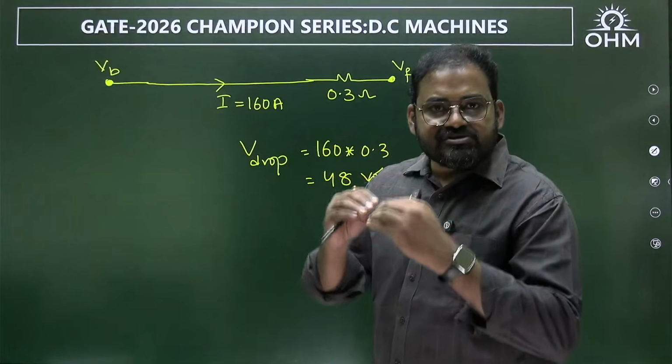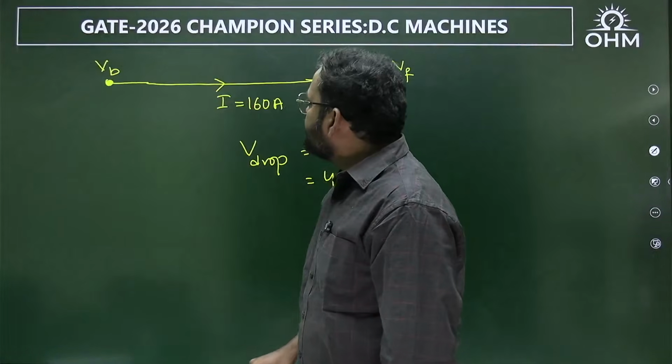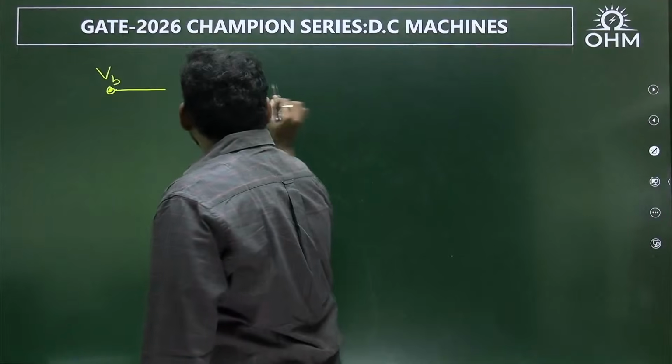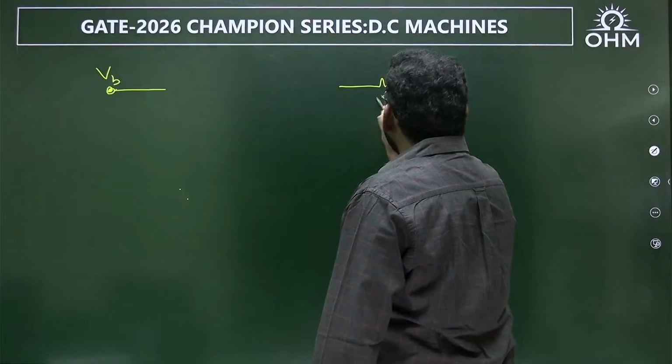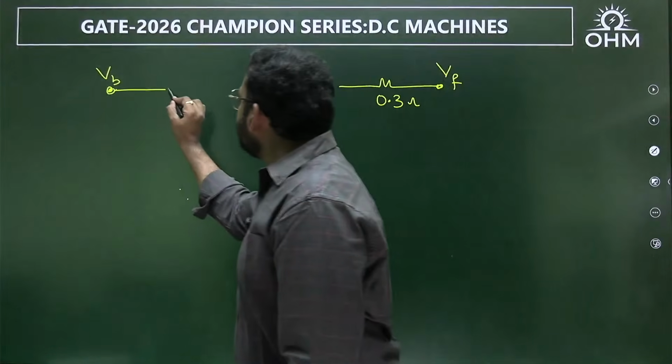Therefore, to reduce that drop and to boost the voltage, we will connect a series generator now. So what I am doing, between bus bar and feeder, this is the feeder voltage, feeder resistance 0.3. Between these two, rather than connecting them directly, I am using a series generator.